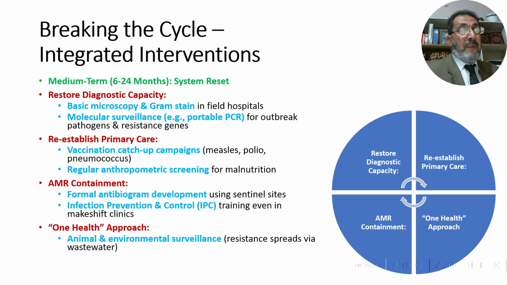With the medium-term interventions, which are between 6 to 24 months, we have to restore the diagnostic capacity of all hospitals and laboratories of the country, and re-establish primary care like vaccination catch-up campaigns like the measles, polio, and pneumococcus, and regular anthropometric screening for malnutrition, a very important issue. AMR containment, formal antibiogram development, infection prevention and control. We have to train people even in makeshift clinics.